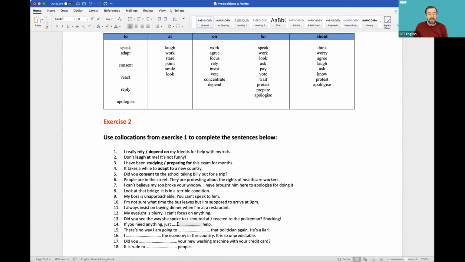If you need anything, just ask for help. It's a common mispronunciation in English to say axe for ask. But an axe is something you chop wood with. So don't forget to get that s before the k. Ask. There's no way I'm going to vote for. Vote for. And now this one's a bit weird.